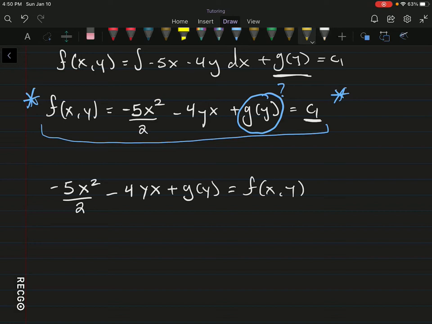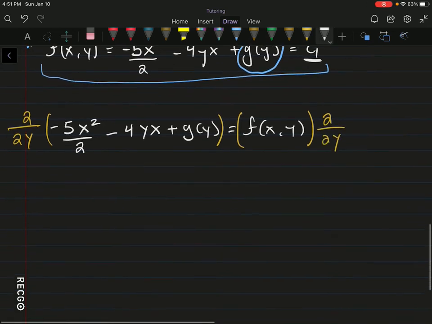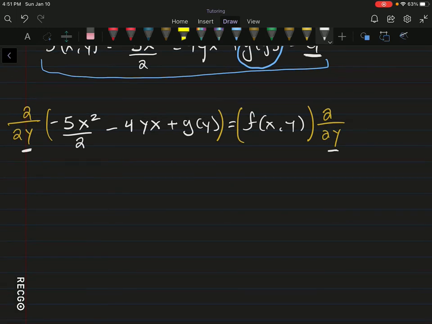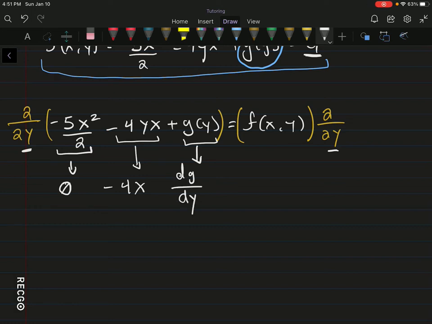Now here, we're going to take the partial derivative of everything on both sides with respect to y. Okay, so our independent variable is y now, and anything else is treated as a constant. So all of this is a constant, so when we take the derivative, that becomes 0. This here is going to become minus 4x, and this g of y is going to become dg/dy, the derivative of g with respect to y, because we don't know exactly what our g of y is. That's what we're looking for. And here, this gives us the partial derivative of f with respect to y, which is equal to n.